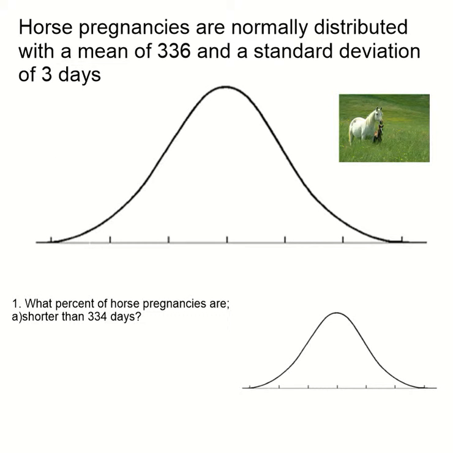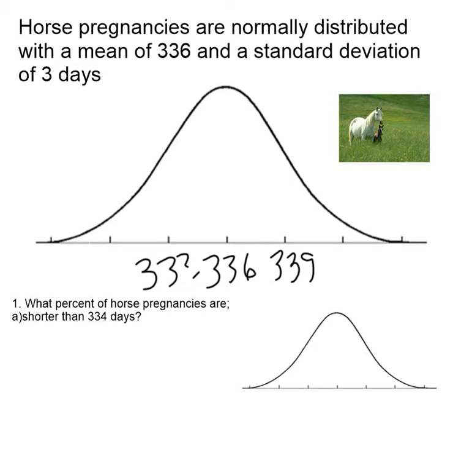So, horse pregnancies are normally distributed with a mean of 336 and a standard deviation of 3 days. So your mean would be 336, so you're going to have 339, and you're going to have 333. And I'm not going to fill in the rest of the table, but that's what we've got.